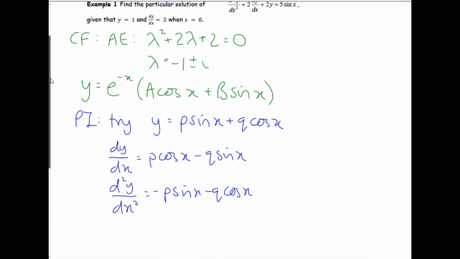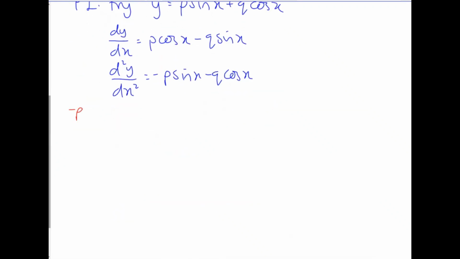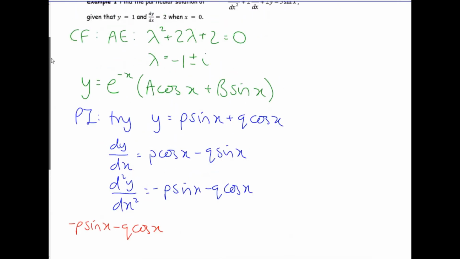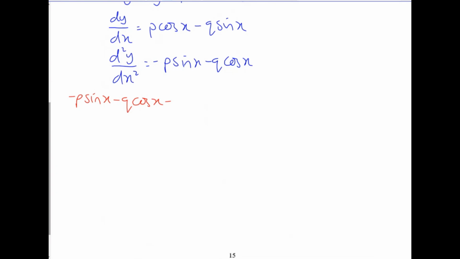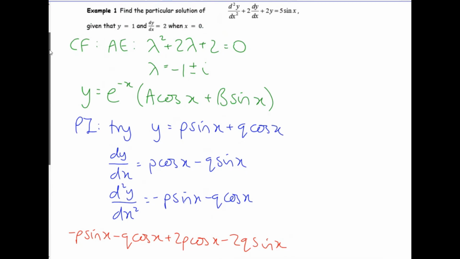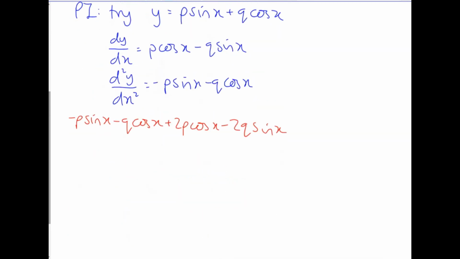Substitute those into the differential equation, so we've got d squared y by dx squared, so it's minus p sine x minus q cos x. And then plus 2 dy by dx, so plus 2p cos x minus 2q sine x. And then plus 2y, so plus 2p sine x plus 2q cos x, and this is equal to 5 sine x.